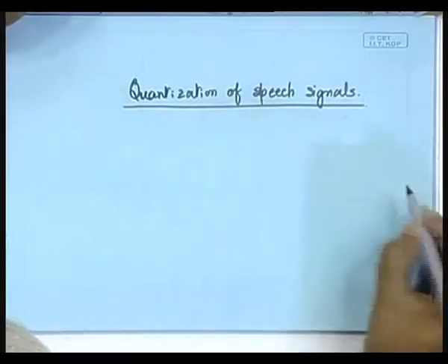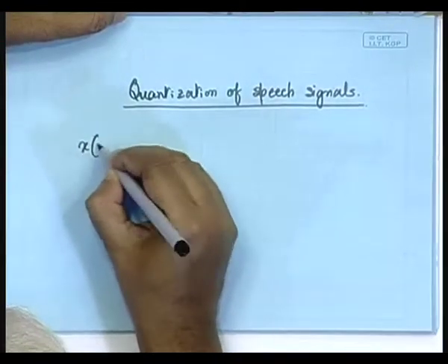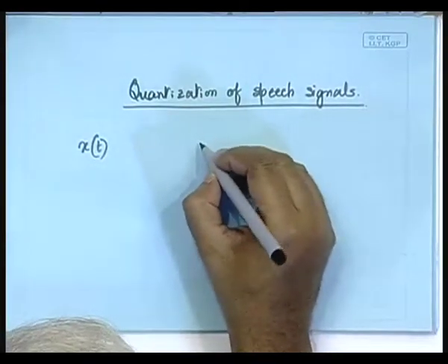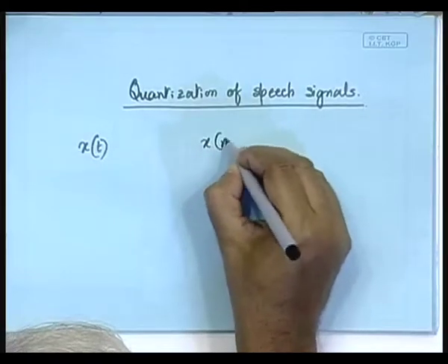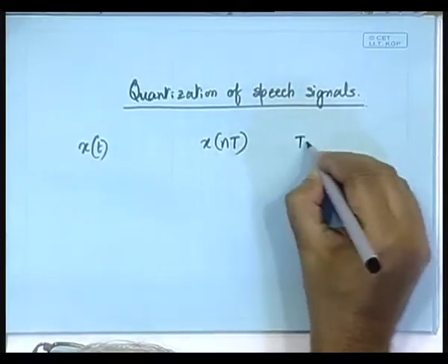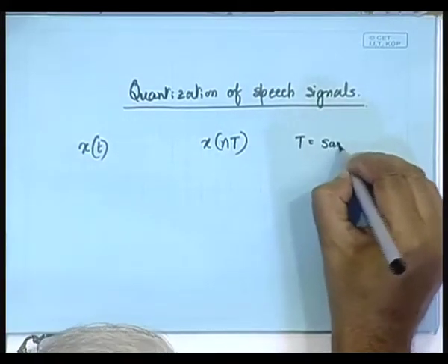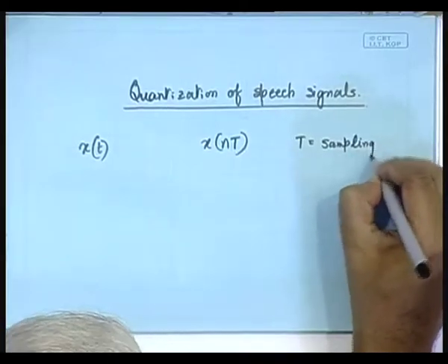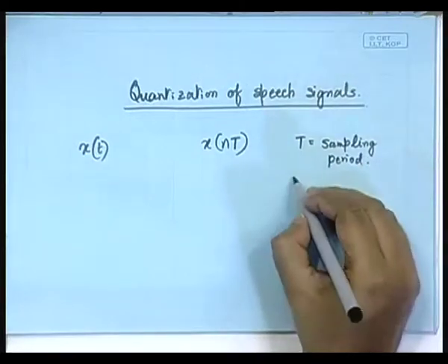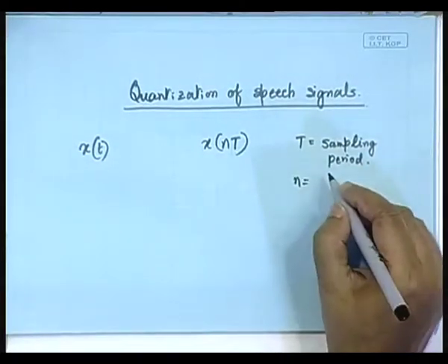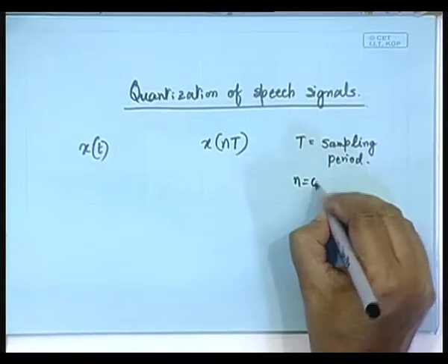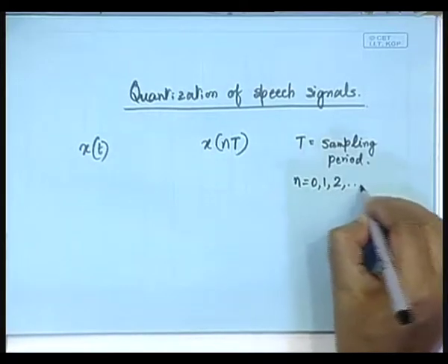If we say that the speech signal is given by x as a function of time, in that case we are going to sample the speech, where the samples will be denoted by x(nT), where T is the sampling period and n is the index of the sample. If we start the sampling from n equal to 0, then n is equal to 0, 1, 2, and so on.